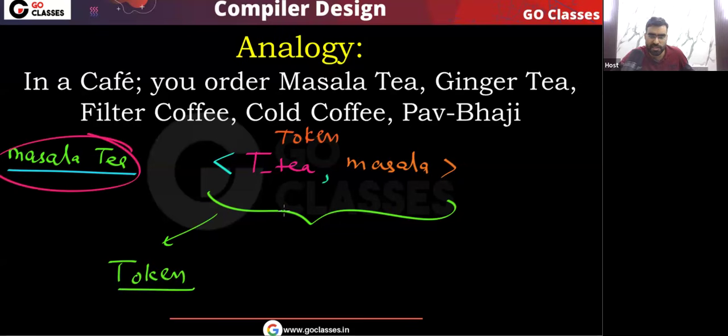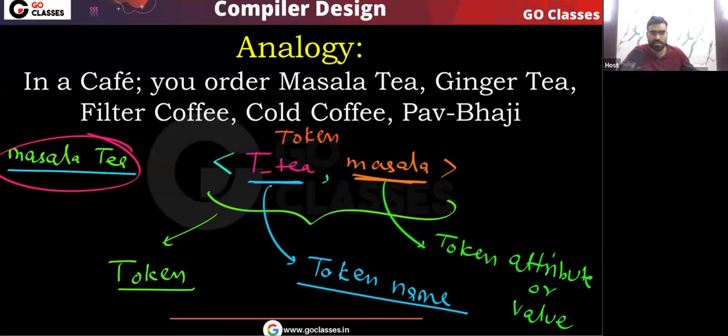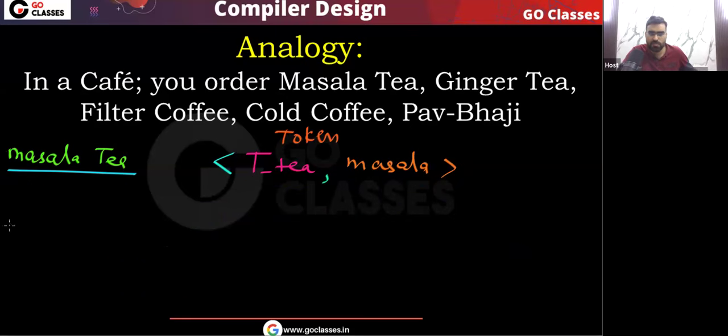Then this token will be generated. Here, this is the token name, that you are ordering tea. And this is the token attribute, or I can say this is the token value. Your token is T, and for that T, what is the attribute? You can say it is token attribute or token value. Did you understand this analogy? Let me know.